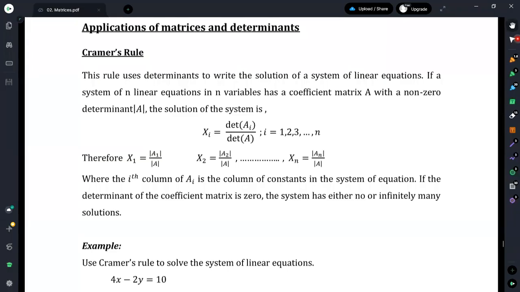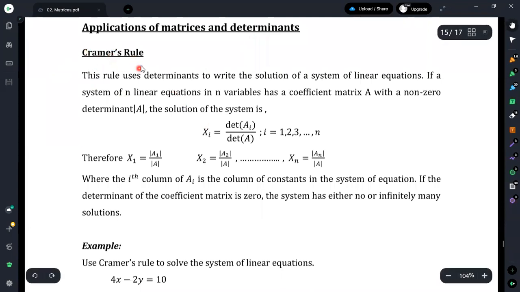In this session, we will look at the applications of matrices and determinants. Under the discussion of the applications of matrices and determinants, we will discuss using Cramer's rule. Simply, we can say that Cramer's rule is a technique which we can use to solve a system of linear equations using the concepts of matrices and determinants.